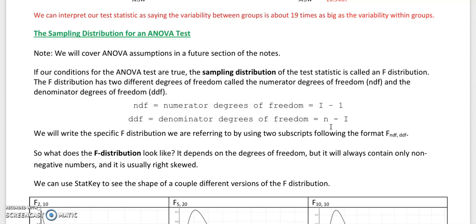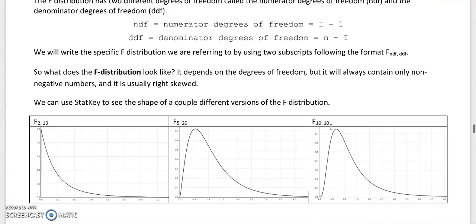In terms of what the F distribution looks like, well, because it depends on the degrees of freedom, there's actually quite a few different shapes that this could take. But in general, the F distribution will usually be right skewed. So I put 3 different examples on here. This is an F distribution with 2 for the numerator degrees of freedom and 10 for the denominator. Here's one with 5 for the numerator degrees of freedom and 20 for the denominator. And here's 10 for both the numerator and denominator degrees of freedom.